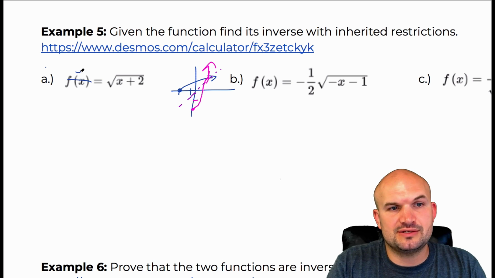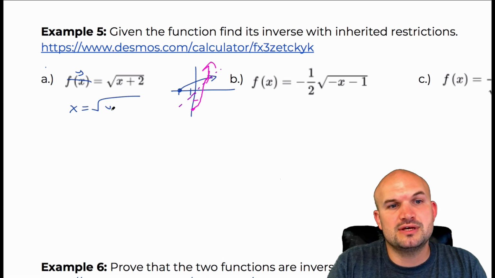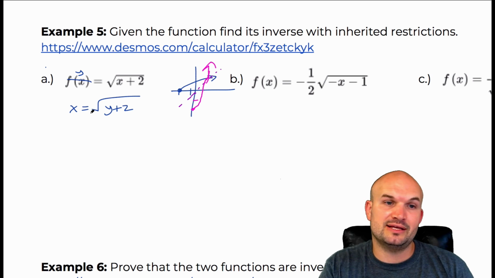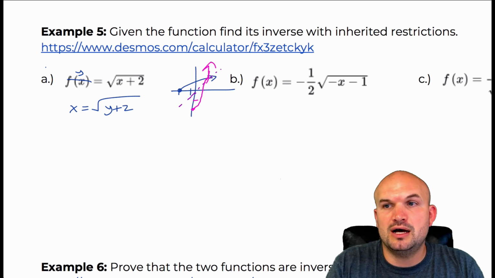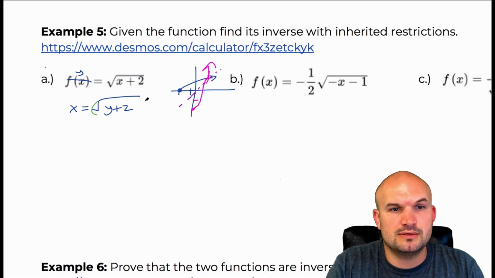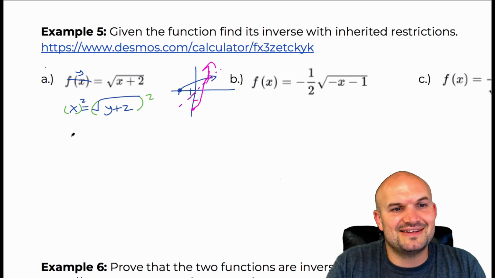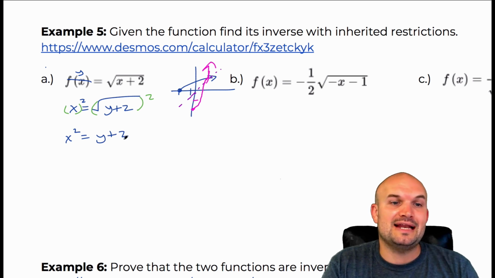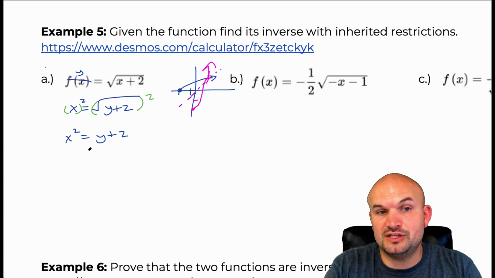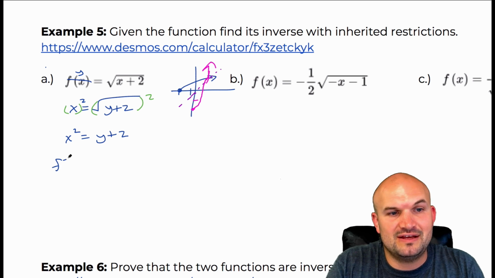So, we replace f(x) with y, and we swap the x and the y, so we have x equals the square root of y plus 2. Now to get rid of the square root, we are going to square both sides. So now I'm going to have x squared equals y plus 2. And now I can just subtract the 2 onto the other side, and therefore I'd have f inverse of x is equal to x squared plus 2.